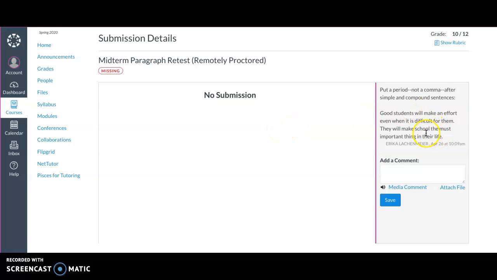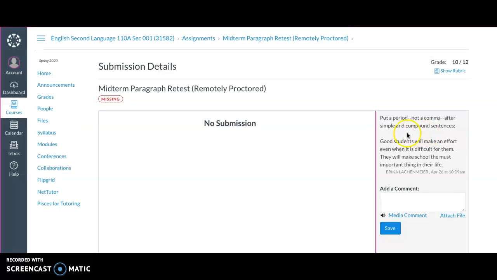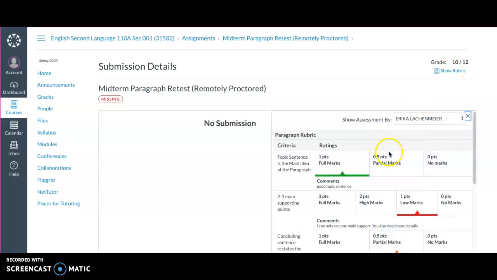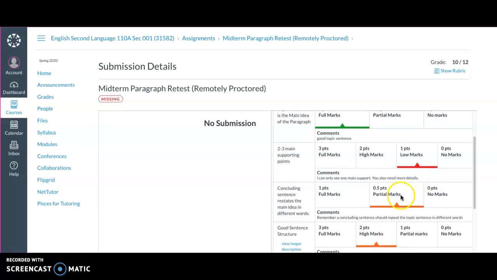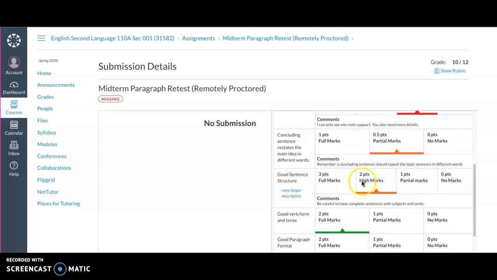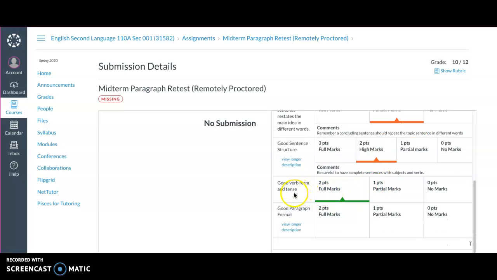Okay, now this is important. I put most of your comments here in the rubric. So you're going to click up here, show rubric. And then you can see how many points did you get for the topic sentence. How many points did you get for supporting points? Concluding sentence. Sentence structure, meaning subjects and verbs. Good verb tense, and then paragraph format.